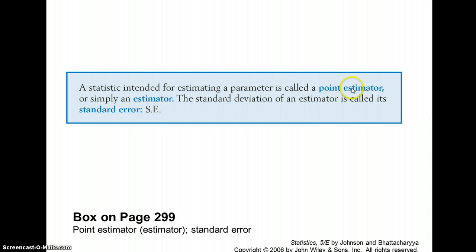And the point estimator: we use the sample mean as an estimation of the population mean. So the sample mean can be called a point estimator or just estimator. And the standard deviation of the estimator is called its standard error. When we find a sample mean, we can say sample average, we can find the average of the average, and we can also find the standard deviation of the average, and that is called standard error.